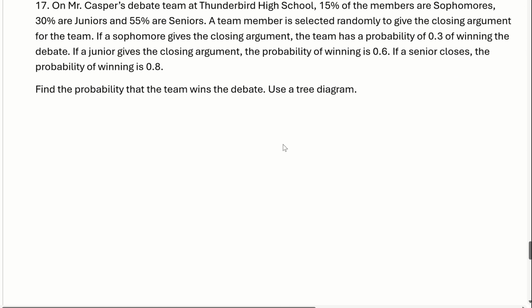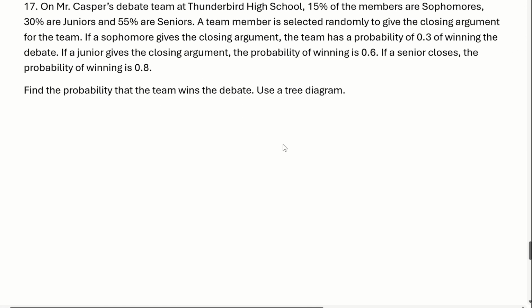All right, so 17. On Mr. Casper's debate at Thunderbird High School, 15% of the members are sophomores, 30% are juniors, and 55% are seniors. A team member is selected randomly to give the closing argument for the team. If a sophomore gives a closing argument, the team has a 0.3 probability of winning the debate. If a junior gives a closing argument, it's 0.6. If a senior closes, the probability of winning is 0.8. Okay, find the probability that the team wins the debate.